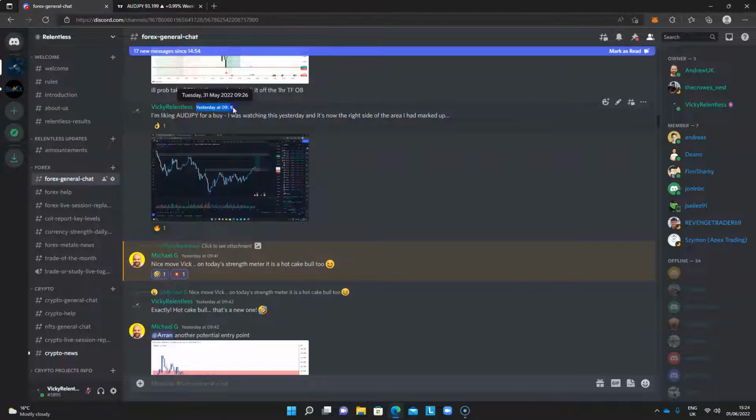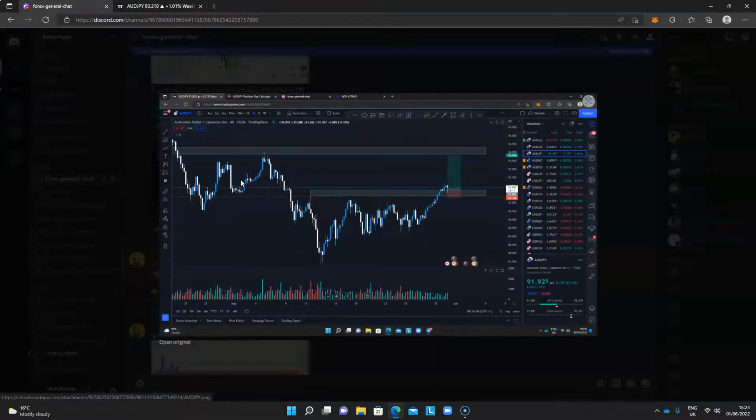So yesterday, roughly 9:30, I said I'm liking AUDJPY for a buy. I was watching this yesterday, and it's now the right side of the area that I had marked up. So this was yesterday, which is the 31st of May. You should be able to see down the bottom, it's a little bit tiny, but it was 9:30. And this is a screenshot of the H4 chart, AUDJPY, and this is the area I had marked up.